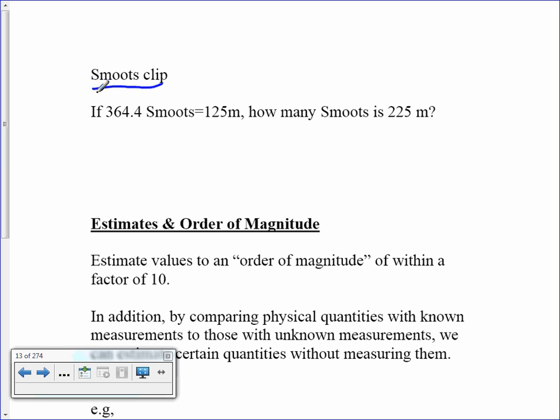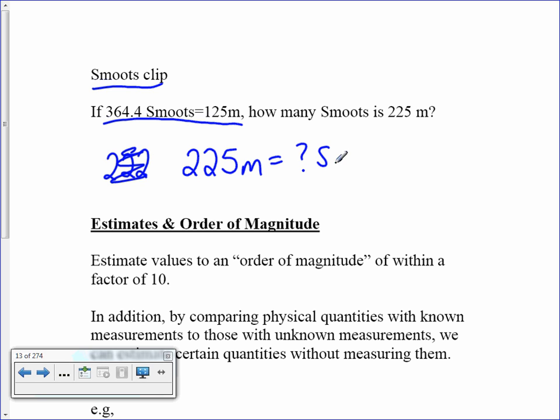So sometimes we can make up units of measurement like they did in this Smoots clip, where they just made up this unit of measurement which was based on the height of a particular person. This is our conversion factor now. We just have it made up. And I want to know how many smoots is 225 meters. So I have 225 meters. And I want to know how many smoots that is equal to.